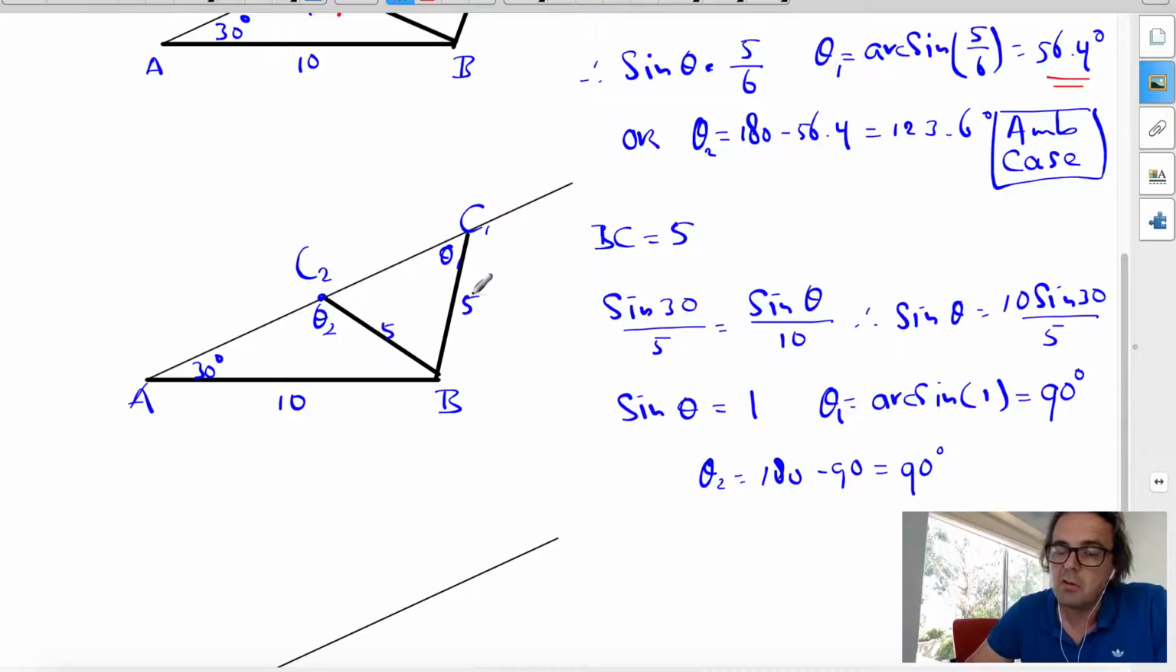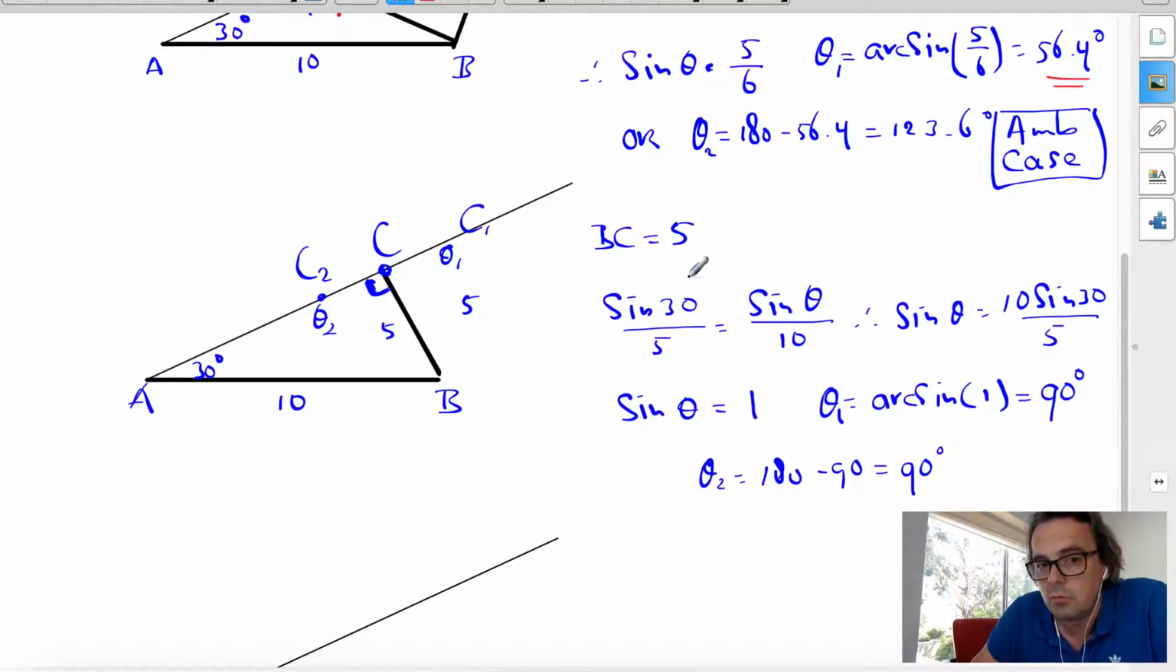So my sketch here is just a bit off. There is no C1 and C2. The angle theta 1 is the same as the angle theta 2, which can only happen when they are the same, and the angle is 90 degrees. So this is a right angle triangle, and there's only one C. So it turned out there was no ambiguous case after all. Only one C is possible, and it's a right angle triangle.